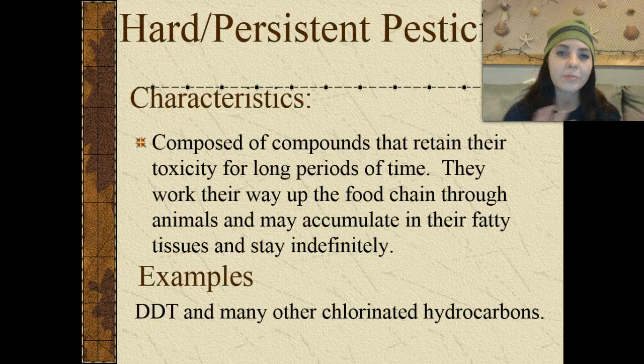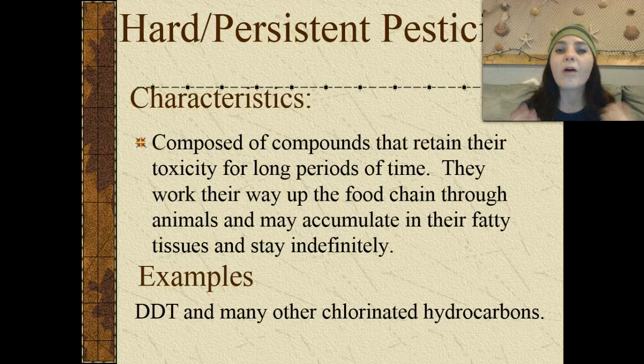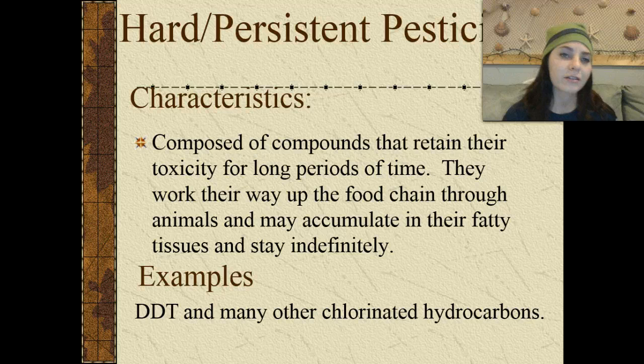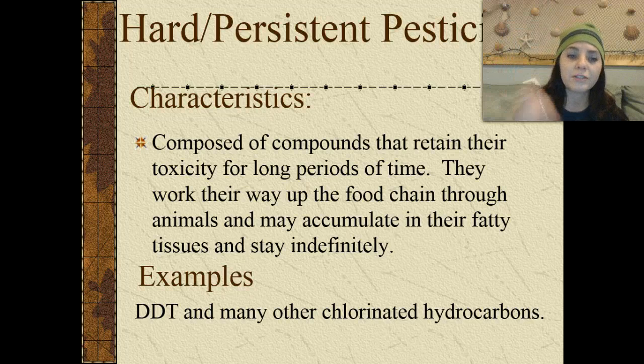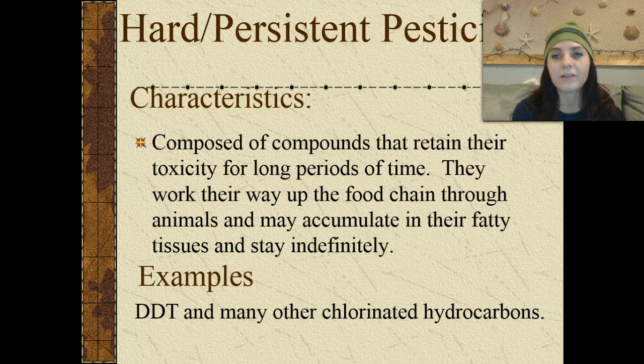So there are different types of pesticides, and they're classified by how long they last and how toxic they are. We have hard persistent pesticides. That's our first big category. They're composed of compounds that retain their toxicity for a very long period of time. They work their way up the food chain through all of the different trophic levels in the animals, and they can actually bioaccumulate in fatty tissues, and they stay indefinitely.